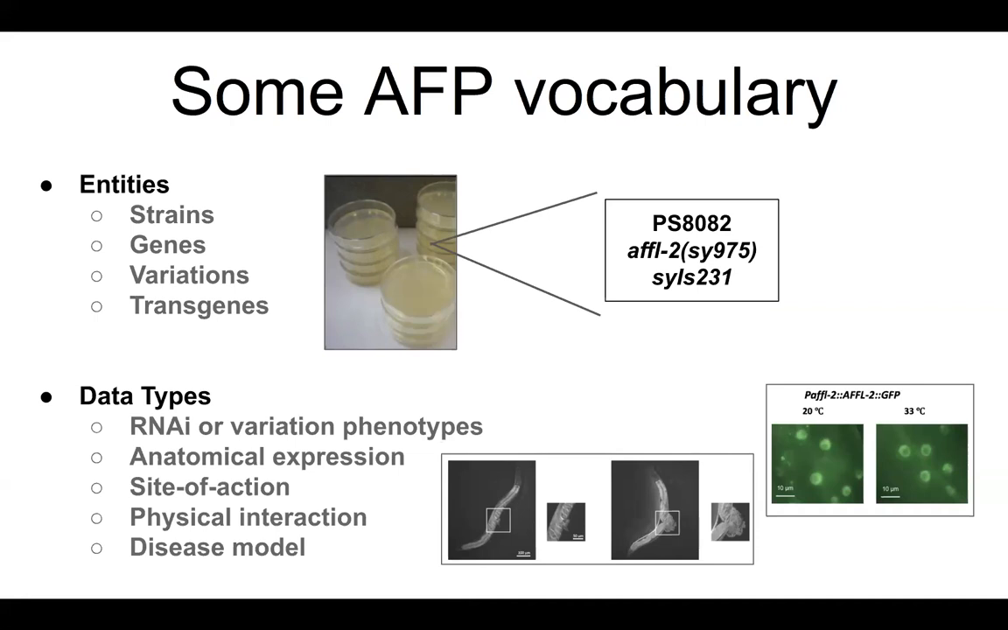Data types, on the other hand, are really the kinds of experiments that you did. So maybe you looked at phenotypes produced by RNAi or as a result of genomic variations. Maybe you've looked at anatomical expression patterns or studied site of action. Maybe you did some co-IPs or yeast two-hybrid to look at physical interactions, or you're using C. elegans as a disease model. These are all the kinds of things we think of at WormBase as data types.